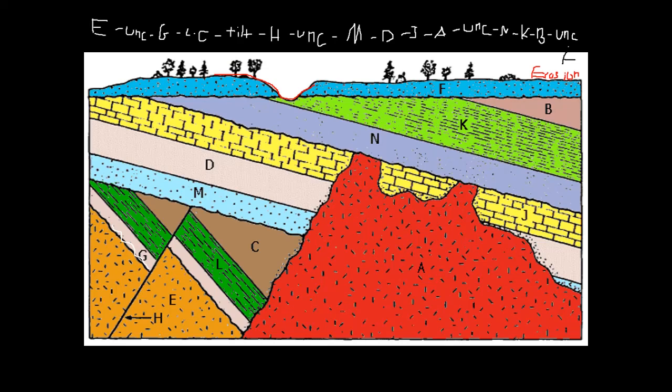After L and C, you can see that they are no longer flat, so they were tilted. So we have our tilt, and then we have our fault H, because H breaks up all those layers. Since the fault extends to part of C but doesn't go into M, we have another unconformity. Then we have our M, and then our D.